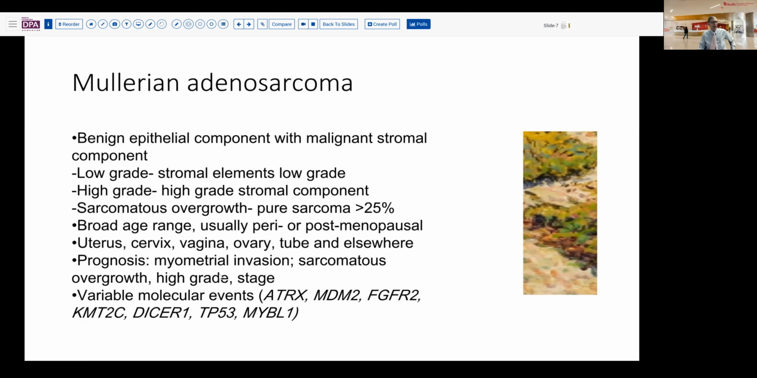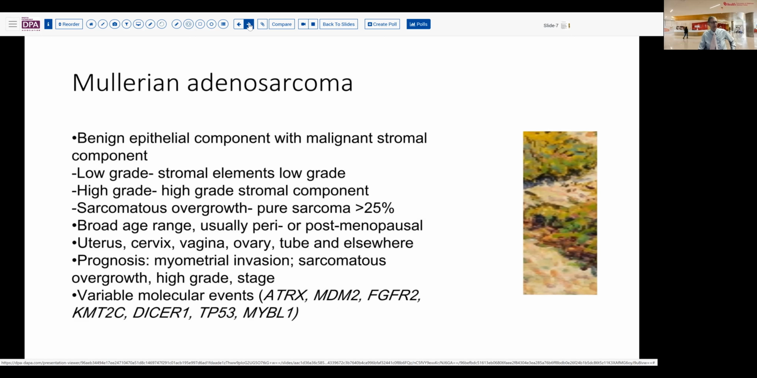There's a variety of molecular events going on that can include mutations with ATRX. MDM2 usually has a low level of amplification. FGFR2, KMT2C, DICER1, TP53, MYBL1. These are all lower frequency mutations that can be seen in these tumors as well.